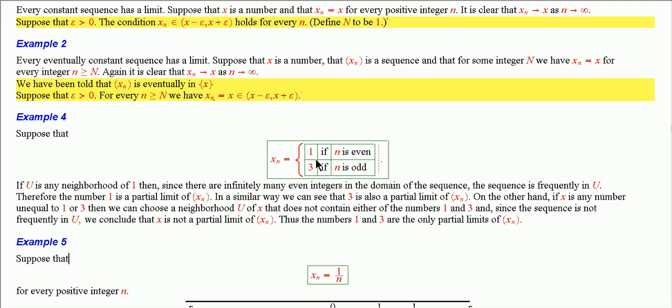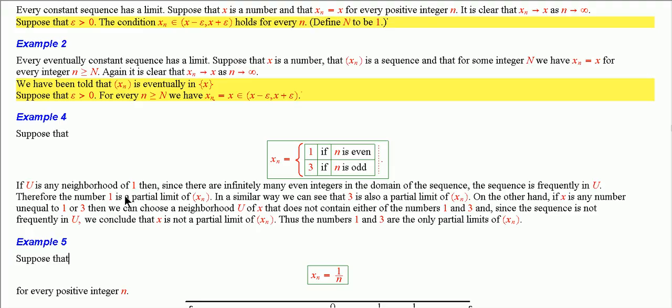x sub n is 1 when n is even. I probably decided I didn't want to do number 3 because, you know, you open the text, you find another problem, but I think it was very similar. 3 when n is odd. So it goes 3, 1, 3, 1, 3, 1, 3, 1. Right? This sequence is a bit of a wobbler, is it not?